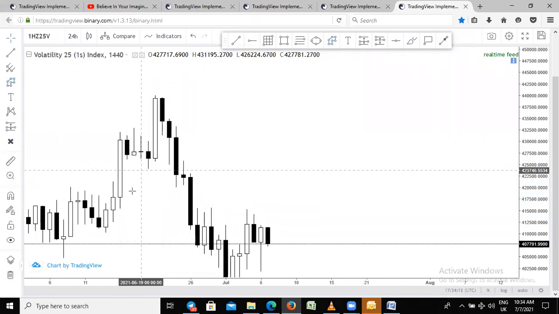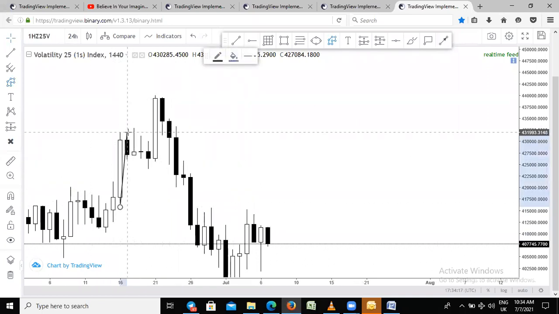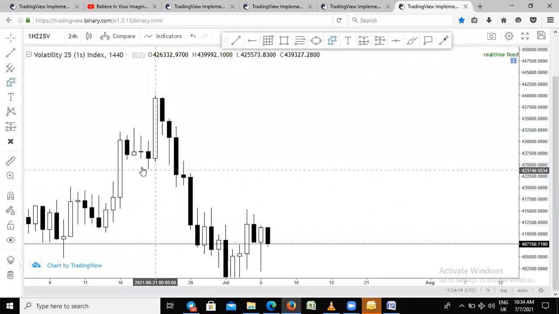Now look at this, family. When we got to this point, this was the higher high and then the higher low. Now look at where we're talking about.